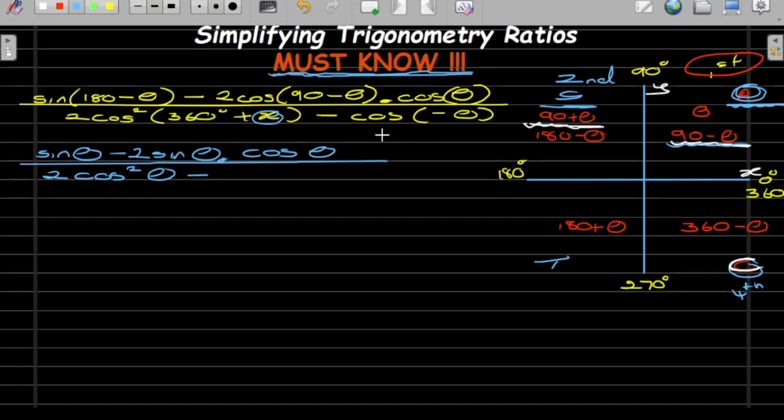But over here it's not, because we have cos minus theta. So when you have a negative angle in there, you add 360. So it becomes cos 360 minus theta. And when it is like this, grade 12s, it means that it falls under the fourth quadrant, and cos is positive in the fourth quadrant. So it's just going to come out as cos theta like that.